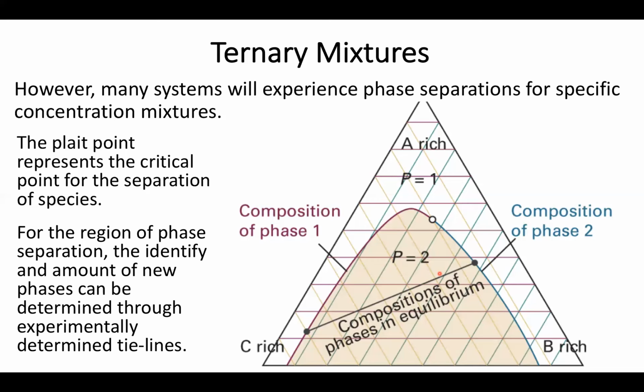However, the big thing with tie lines in a ternary system, rather like the plat point, is these tend to need to be experimentally determined. You can't just eye guess. This is where I start to see a curve. This is where the plat point should occur. It may or may not be present there.